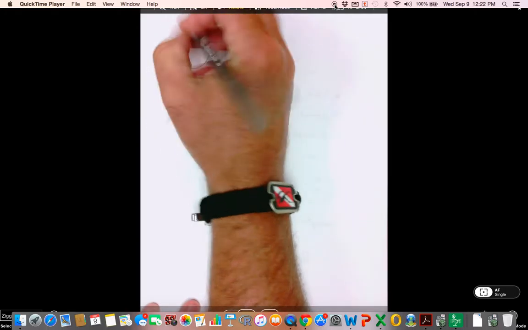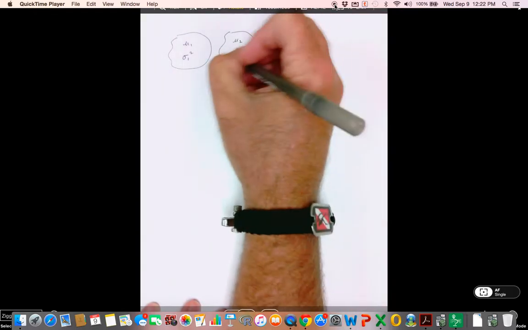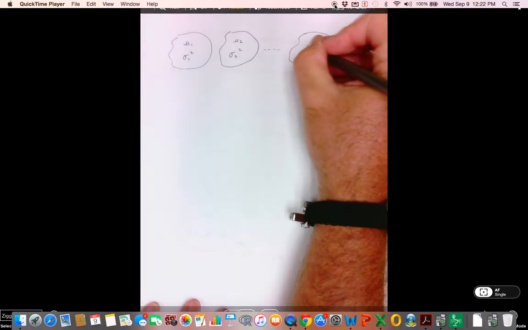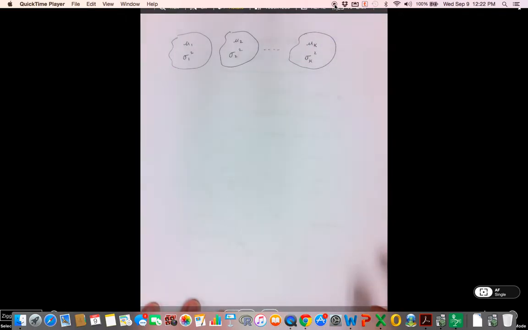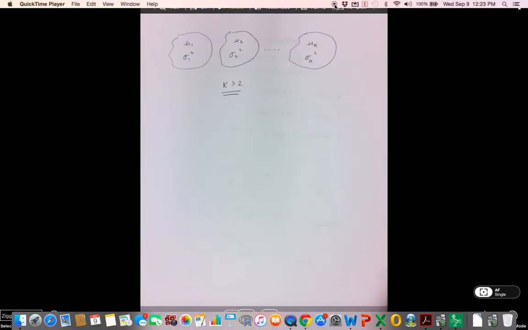Okay? Now, what ANOVA does is it builds on this, but it tests the equality of more than two groups. So just as before, we have population number 1, which has a population mean and a population variance. These are unknown. Population 2 has a mean and a variance, which is also unknown. But we have more than two groups, and we'll say that we have K groups. So K is greater than 2.